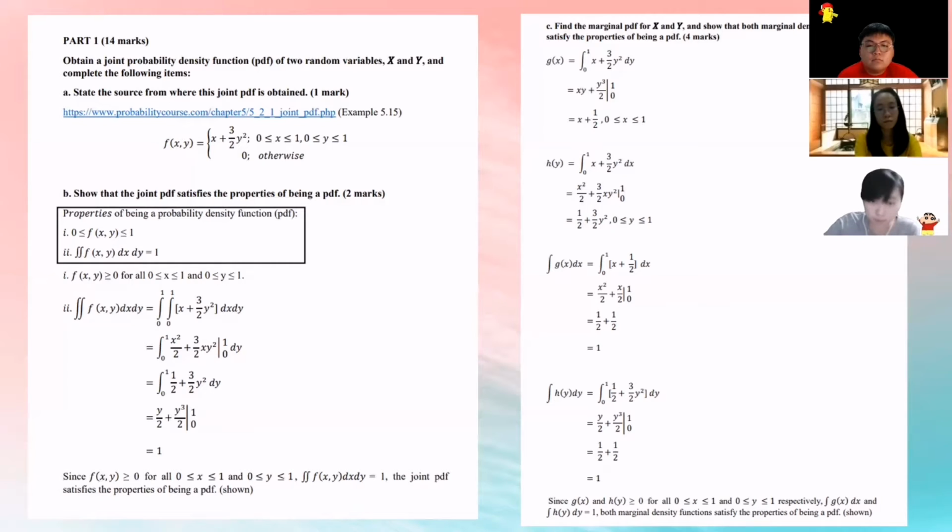So as a conclusion, we state that since gx and hy are larger than 0 for all x and y in between 0 and 1 respectively, and also when we integrate gx and hy with respect to x and y respectively we get 1, both marginal density functions satisfy the properties of being a PDF.